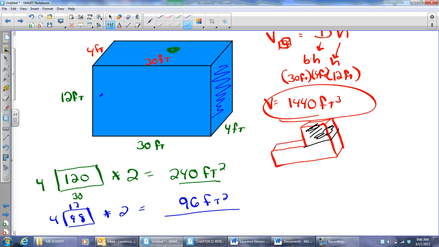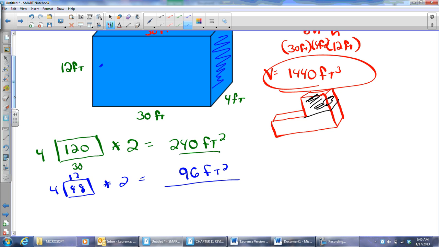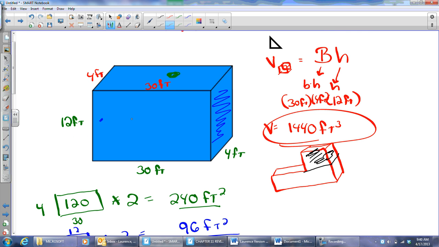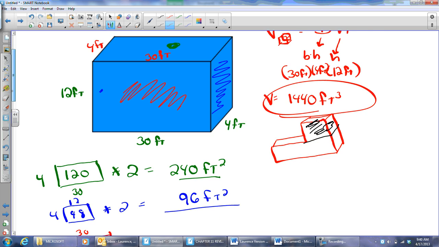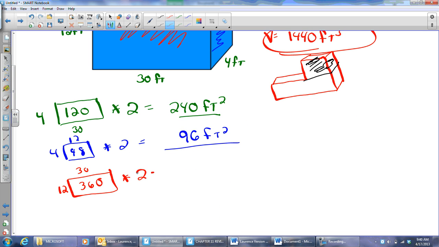And then finally, there's one more pair of rectangles. I'll do this one in red. And I think that's going to be the 30 by 12. 30 by 12. And that'll be 36 with a 0 on the end. There's two of them. That would be the front and back. See, I would call this a 30 by 12. But then there's one on the back side as well. Okay, so we'll multiply by 2, and that'll be 720 feet squared.